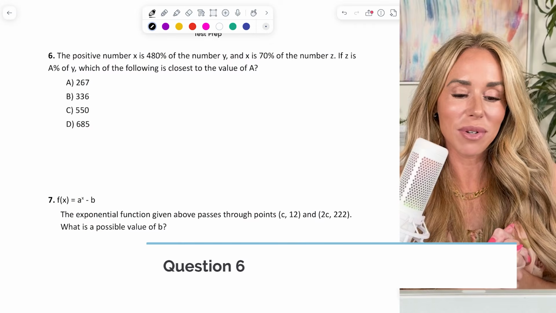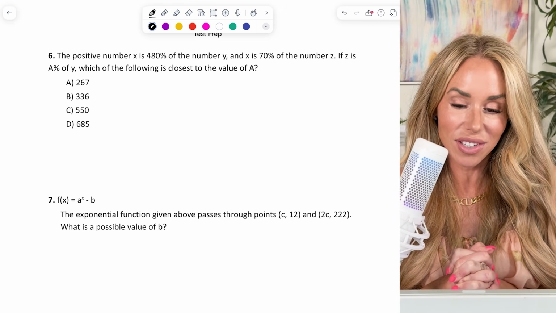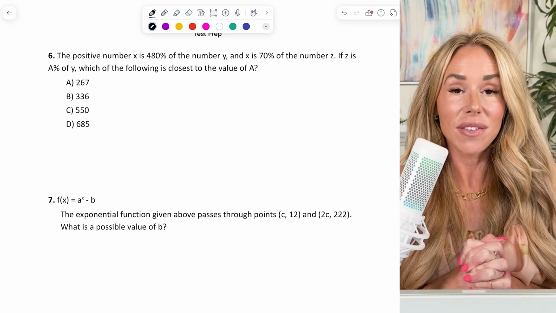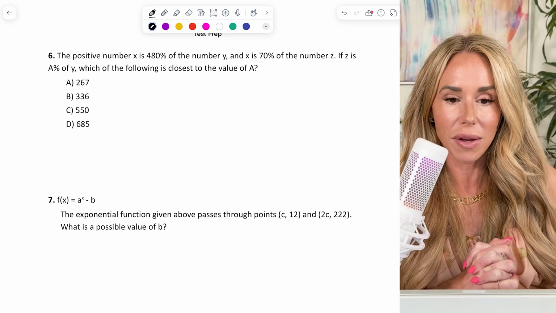All right, let's take a look at number 6. The positive number x is 480% of the number y, and x is 70% of the number z. If z is 8% of y, which of the following is the closest to the value of a?